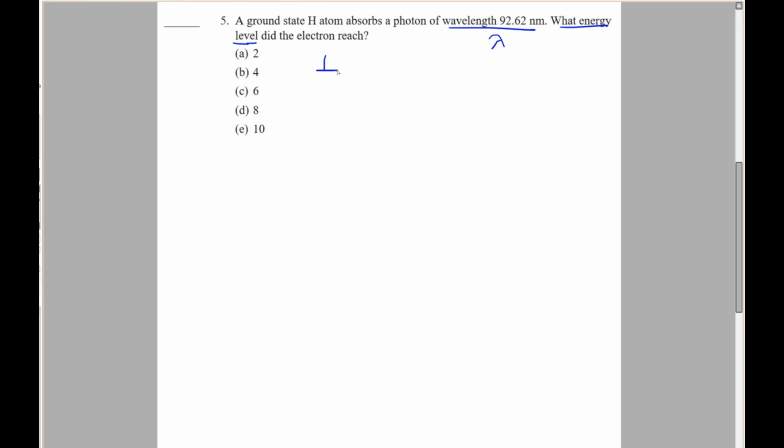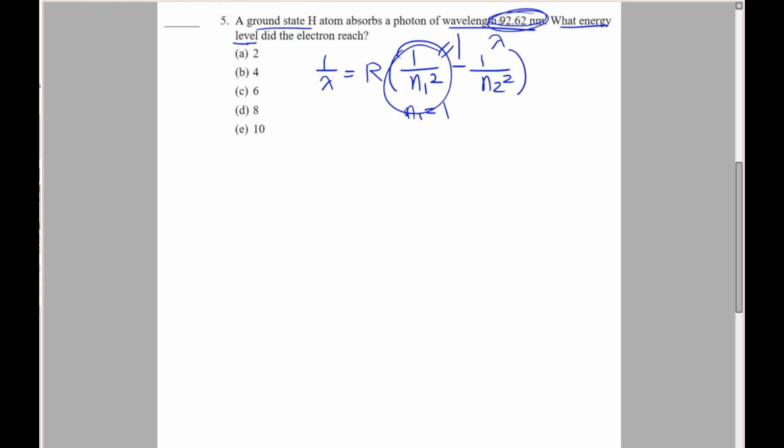And that looks like 1 over lambda is equal to the Rydberg constant times 1 over n1 squared minus 1 over n2 squared. And in this case, n1 is going to be our initial state, and n2 is going to be our final state. In this case, since we're dealing with a ground state atom, this just means n1 is equal to 1. So this whole thing is equal to 1. We also have to convert this nanometers to meters, so we just multiply this by 10 to the negative 9.